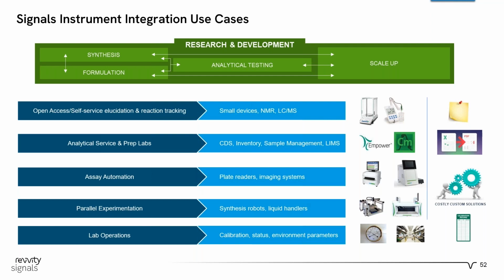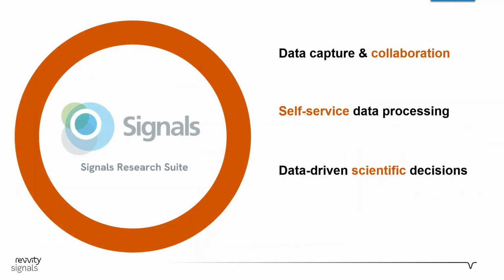So with that, I did my best to try to not get us started and being late. Just want to do a quick recap. Really, Signals and Signals Research Suite is all about scientific data capture through a collaborative work environment with self-service data processing, allowing you to make data-driven scientific decisions. What's important is really one user interface that is easy to use, modern, and can benefit from all the modern software technologies.